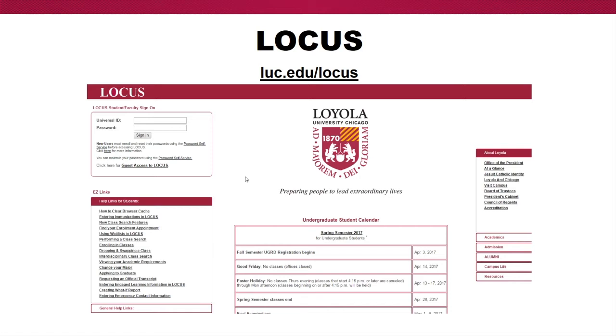Now we're going to be talking a little bit about Locus, which is Loyola's student information system, which you'll be using throughout your time at Loyola for many things, such as registering for classes and viewing your bill. The website to access Locus is luc.edu/locus. Your first step with Locus will be setting up your account using the instructions in the email you received after you were admitted with the subject line, Accessing Loyola's Student Information System. You will need to use your Universal ID or UVID to log in, and then follow the instructions in the email for setting up the password.